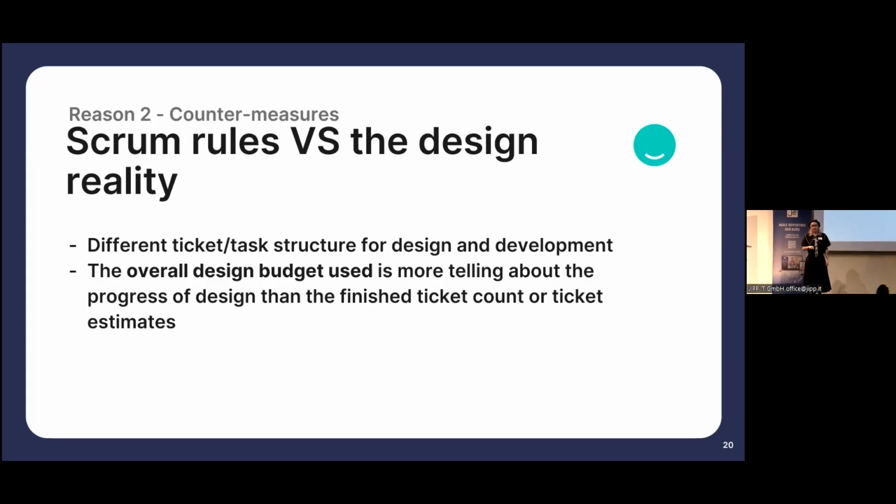Now, this is a tough one for all the POs or maybe Scrum Masters. The overall design budget used is more telling about the progress of design than the finished ticket count or the ticket estimates. I mentioned the estimates before. They're guesstimates. They're often not realistic, even if we have a lot of experience in design and we know how much something is going to take. So how can you keep your design in check and see that the progress is there and you're not burning unnecessary hours, etc.? You need to have the overall roadmap and milestones in mind and keep a certain percentage of, okay, how much of our roughly overall estimated design budget did we use, or how many percent of that, right?